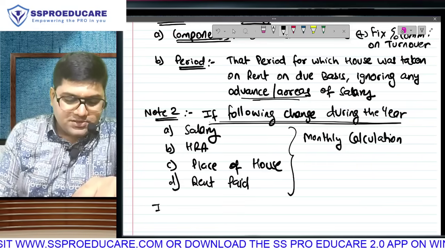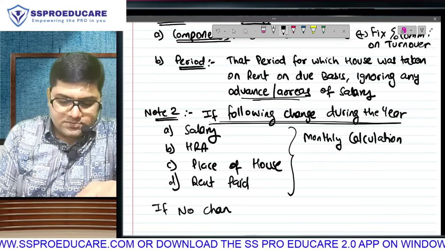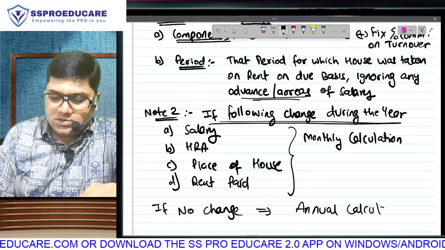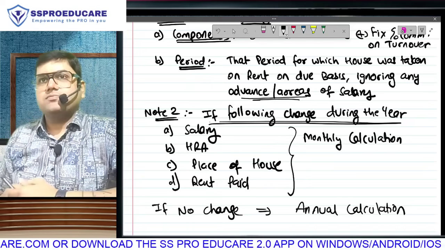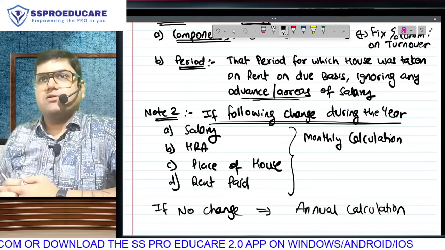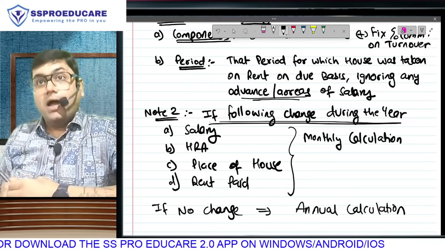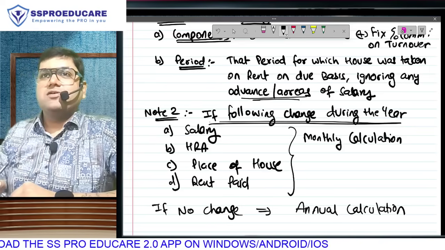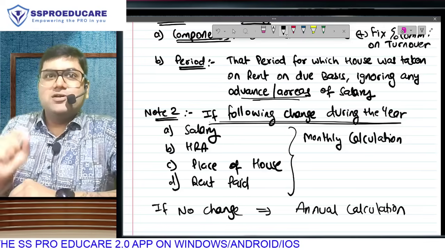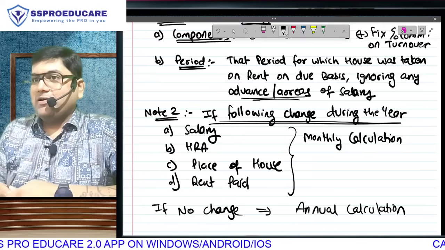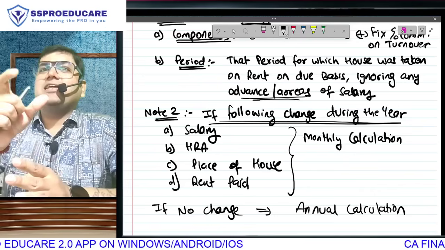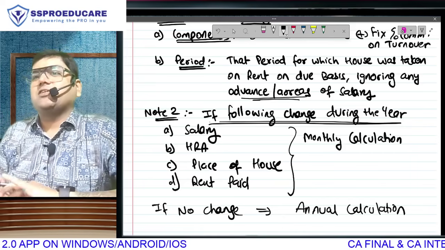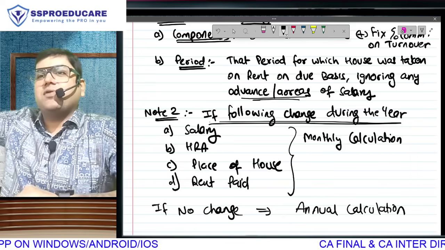And if there is no change, then what can you do? Then you can do an annual calculation. If there is no change, you can go for annual calculation. So the full year's HRA was the same, so take the full year's HRA per month into 12. The full year's place of house was the same, so 50 or 40 only one thing will apply. The full year's salary is unchanged, so that salary's 50 or 40 is also the same. The full year's rent has remained the same, and again the full year's 10% of salary has remained the same. So you can take everything into 12.